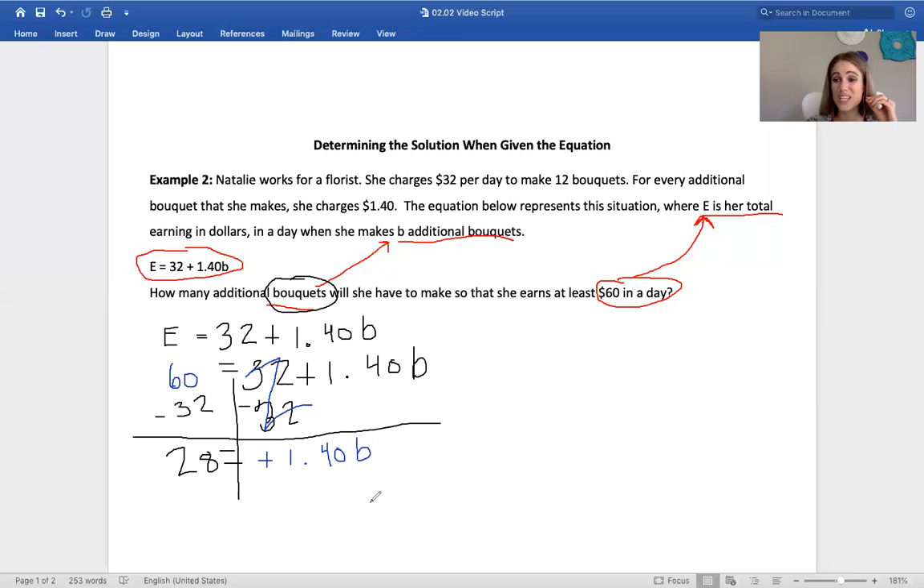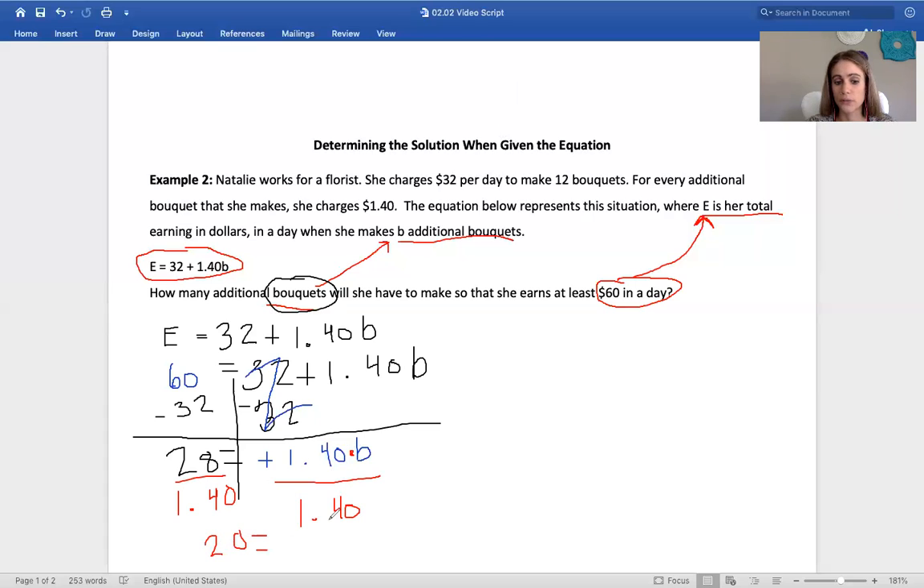All right, our B is almost by itself. We have that positive 1.40. So what's the operation? Yes, they're currently being multiplied. Therefore, the inverse of multiplication is division. So we are going to divide both sides of our equation by 1 and 40/100. So 28 divided by 1 and 40/100 is 20.